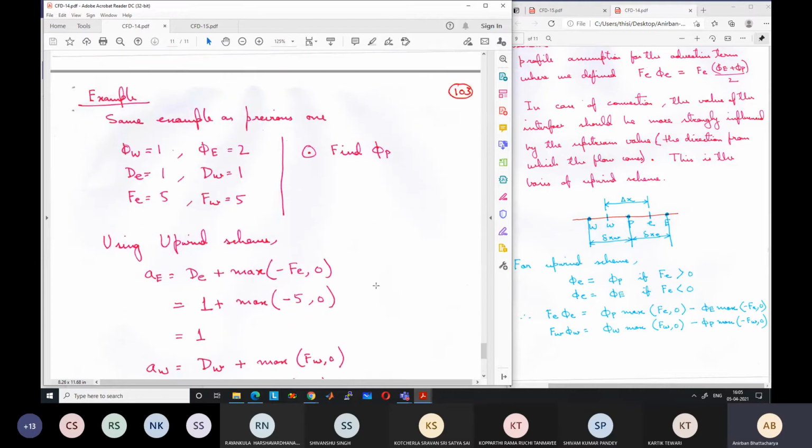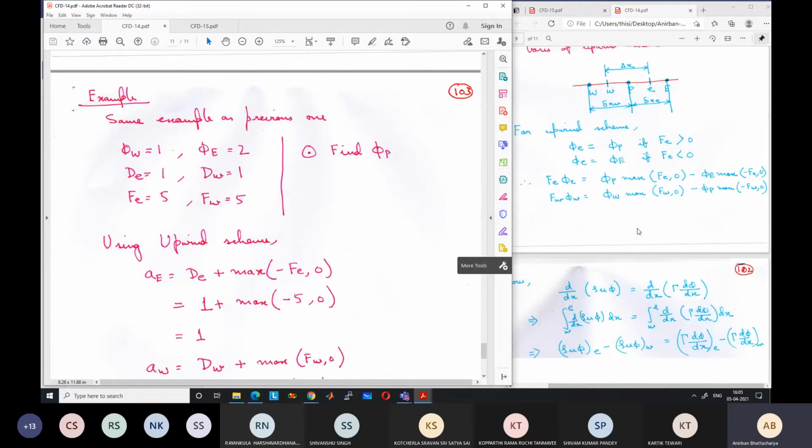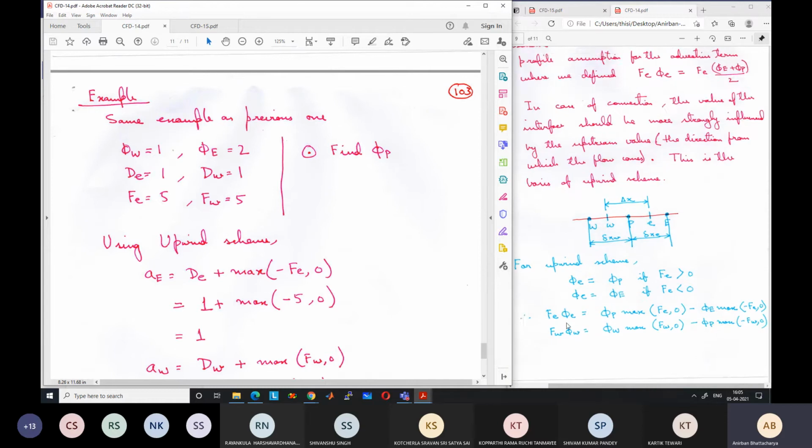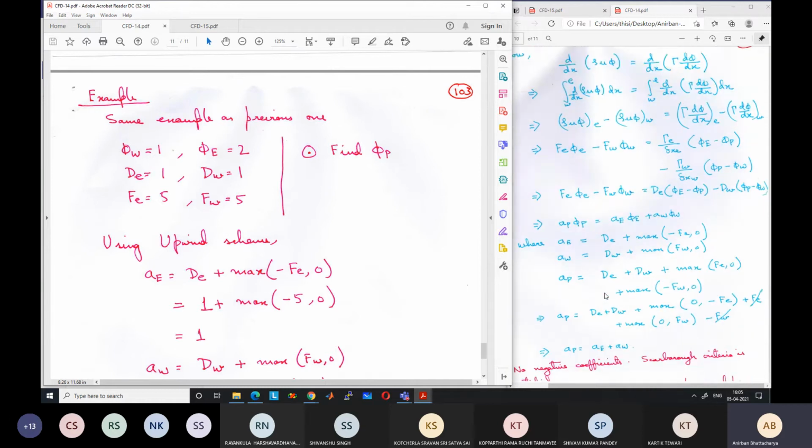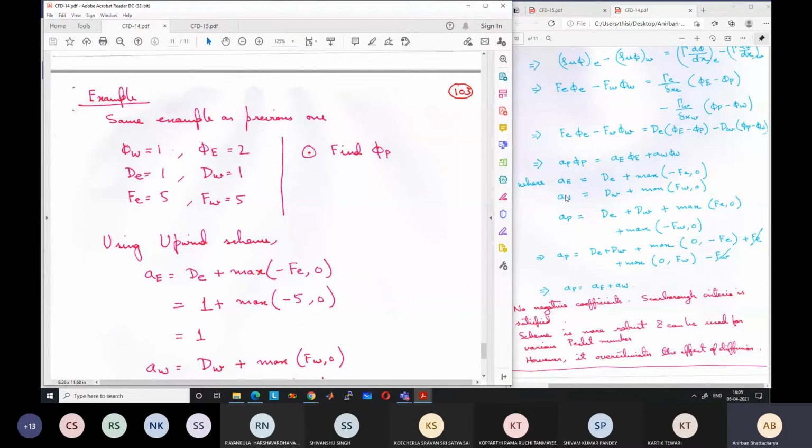So using the upwind scheme now, let us keep this open. For the upwind scheme, aP phi P is equal to aE phi E plus aW phi W, where aE is equal to DE plus max of minus FE comma 0, aW is equal to DW plus max of FW comma 0, and aP is equal to aE plus aW.